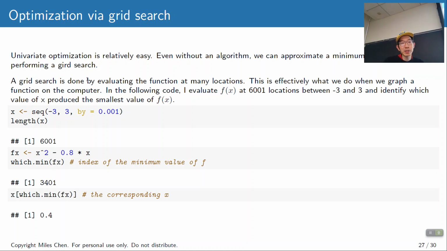Grid search is done by evaluating the function at a whole bunch of locations. So I could say evaluate the function between -3 and +3, spaced out 0.001. Okay, so there's 6,000 locations to evaluate. And I say, okay, which of those values was the smallest? And it says the 3,401th location. And I say, okay, what value does that correspond to? And it says that value is 0.4. Okay, that's a grid search, all right?